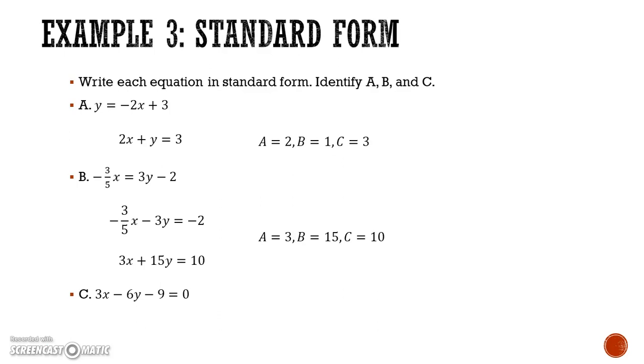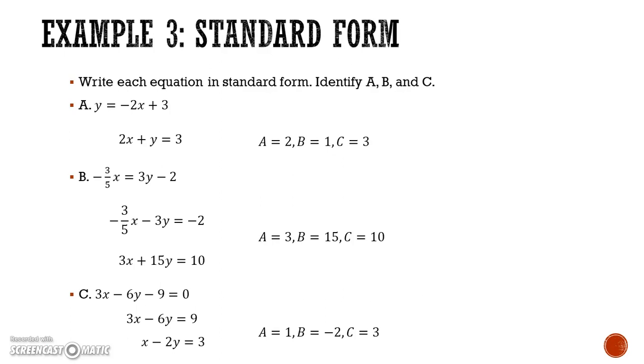The last one, we have the original equation, 3x minus 6y minus 9 equals 0. We're going to add 9 to each side. Then we're going to divide each side by 3 so that the coefficients have a GCF of 1. So we get x minus 2y equals 3. Therefore, a equals 1, b equals negative 2, and c equals 3.